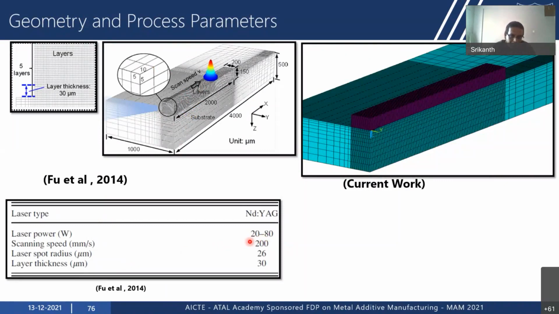Laser power is varying between 20 to 80 watts. Scanning speed is 200 mm per second. Spot size is about 26 microns. Thickness of layers is about 30 microns. So we have done the same thing here. You can see that the layer thickness is about 30 microns and a 2D surface heat flux, and the laser is modeled as a Gaussian heat source.